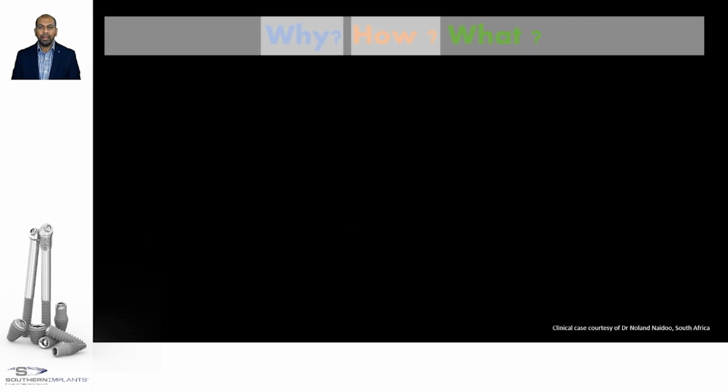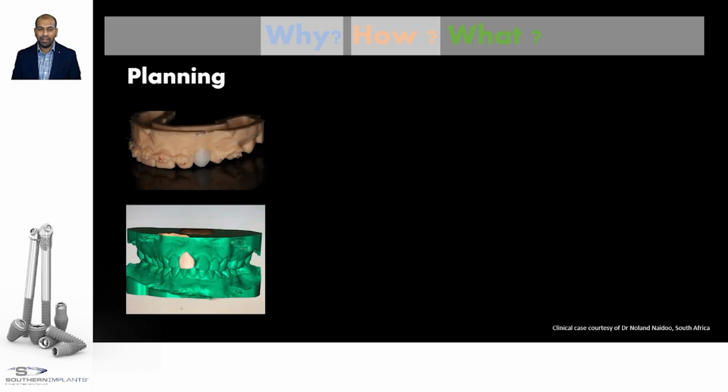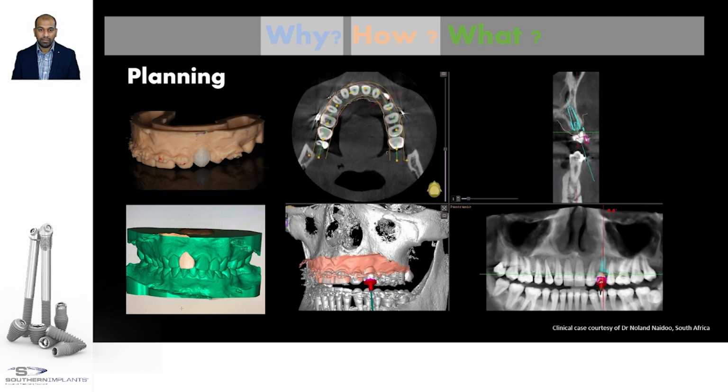All right. So what would we have done, or what can we do in the future to prevent this from happening? And it all starts with planning. Benjamin Franklin said, if you fail to plan, you plan to fail. And planning can be done in an analog fashion or a digital fashion, as shown in these two cases.